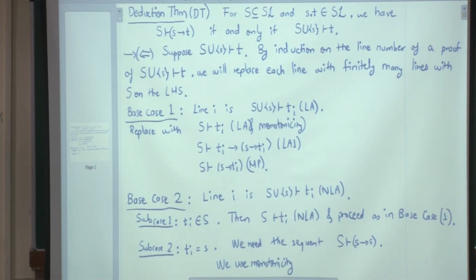Why do we need to use monotonicity? Because when we proved that, we did not have any left hand side. The left hand side was empty. So you can replace the left hand side by capital S with lemma 1 to obtain this. Lemma 1 gives you a 5-line proof of S implies S, and then you simply use monotonicity so that you can replace the left hand side by capital S, and you are done.